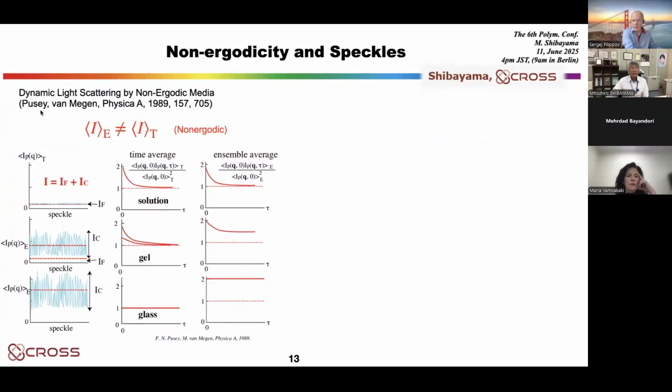Before that, Pusey and van Megen discussed the non-ergodicity of the gel together with the speckles. This is a famous cartoon described by them. This is a comparison of the solution and gel, and there's a non-equality between the ensemble average and time average. In the case of a solution or dispersion, the time average is equal to the ensemble average. This is the ergodic assumption. However, in glasses it's completely different, because in glasses nothing is moving, so the time average is not the ensemble average. But gel is very interesting. Gels are in between solution and glasses.